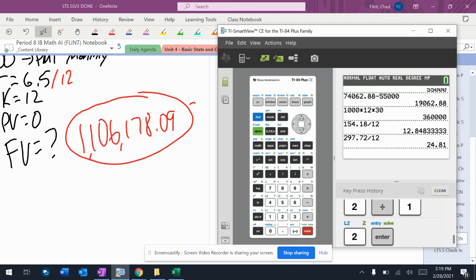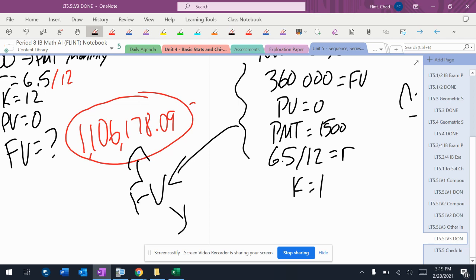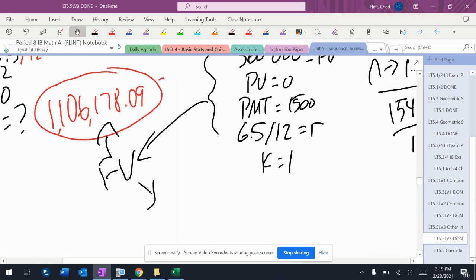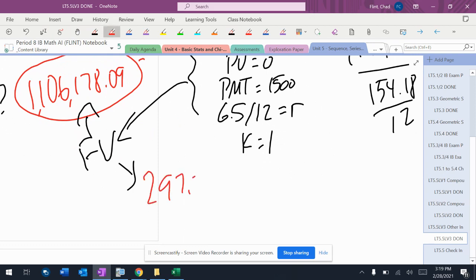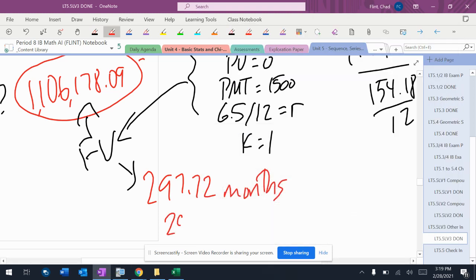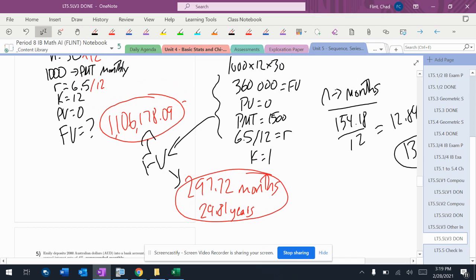It depends when you retire. So if they had met that, then this would be your future value. And I'm looking at this. And then it would last 297.72 months, which was 24.81 years. And in my opinion, that would be a more likely question to happen.